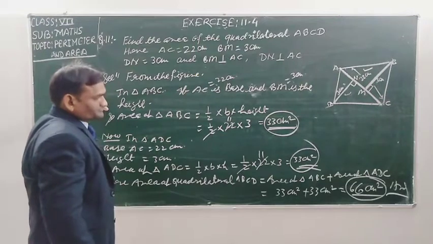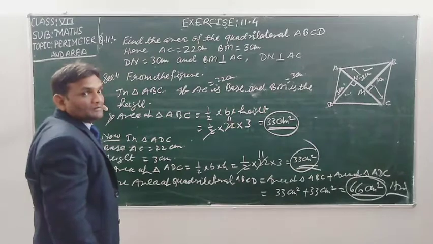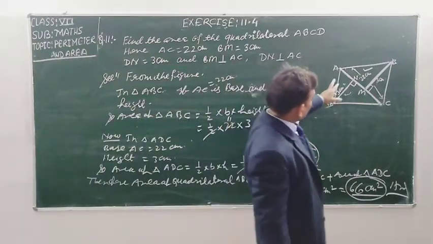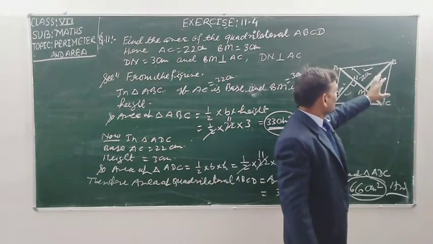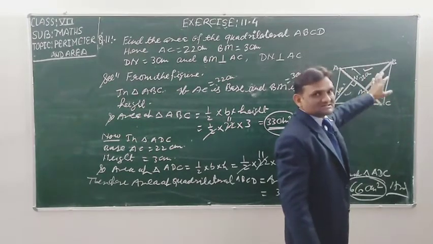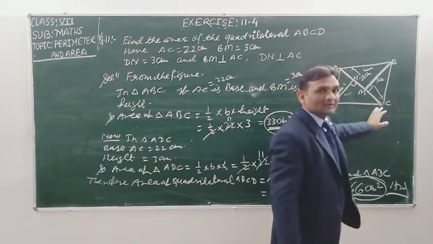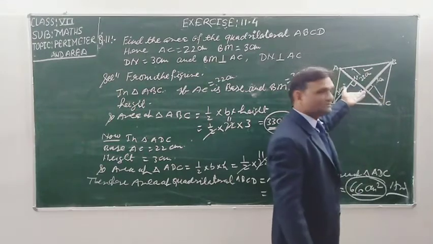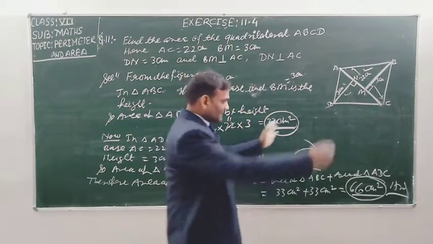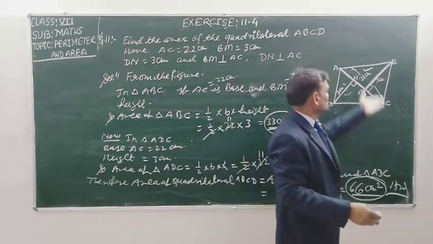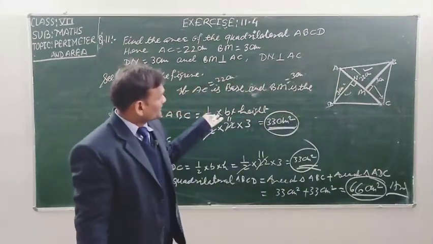So, student, this question was very easy. Only understand that this line divides this quadrilateral into two parts and creates two triangles: triangle ABC and triangle ADC. Find the area of each triangle by the formula 1/2 base into height, and at last add the areas of both triangles and you will get the area of the quadrilateral. So, student, I hope you have understood this question very well.